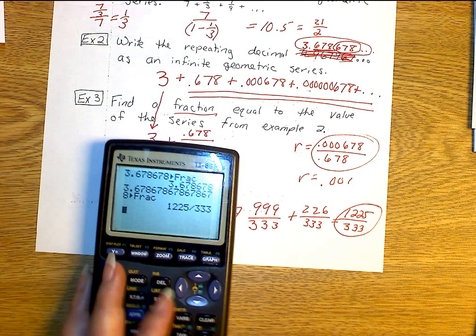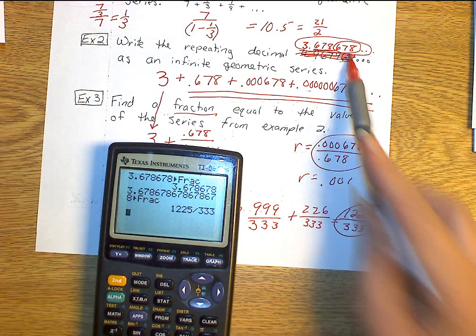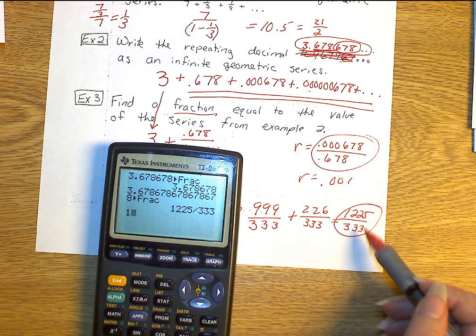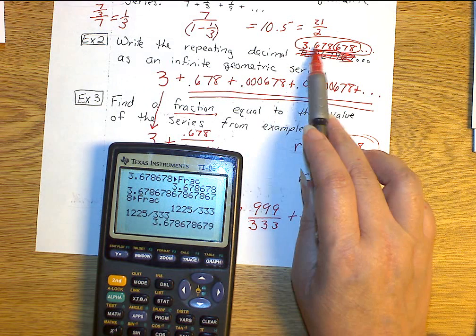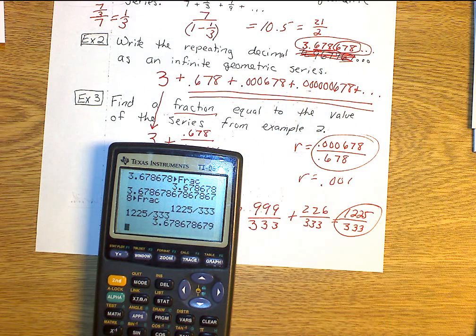Also, just so you guys see that this should be the same as what we started with. If we divide that out, it should give us what we started with. 1225 divided by 333 gives us 3.678678. But the 9 is because the calculator rounds. Remember, the calculator rounds because it's not smart enough not to.